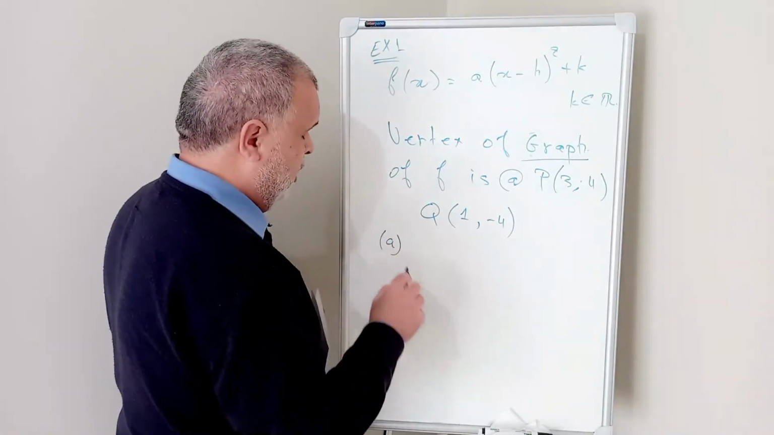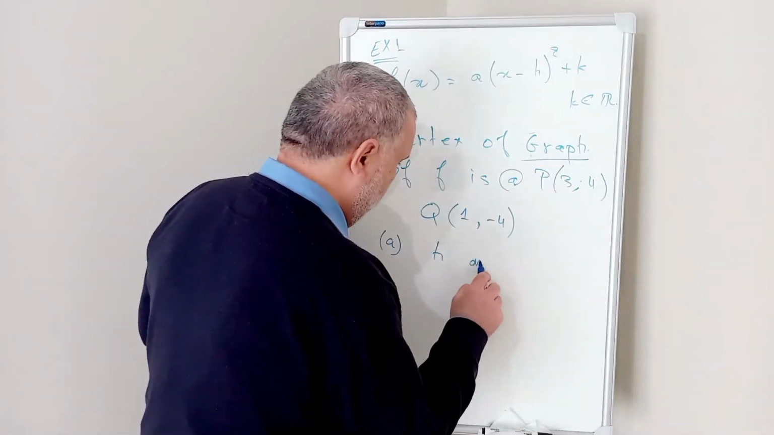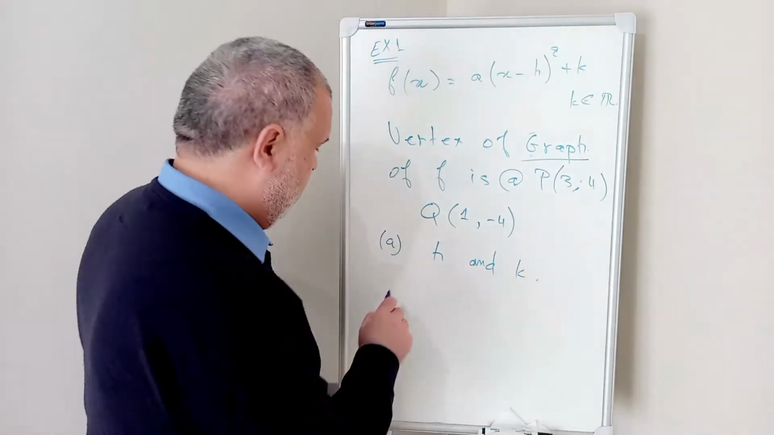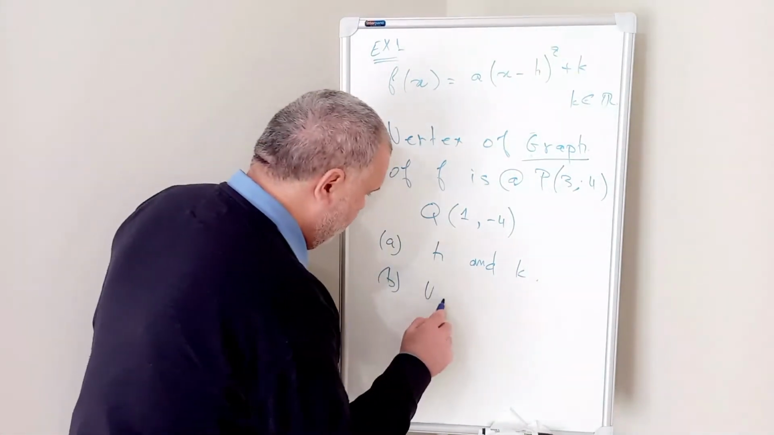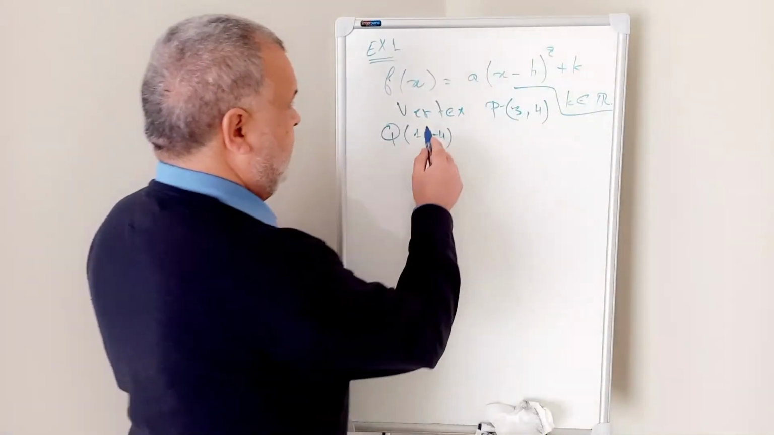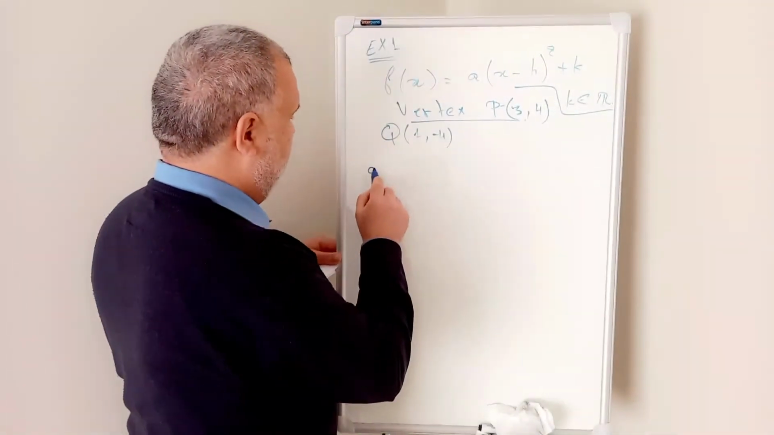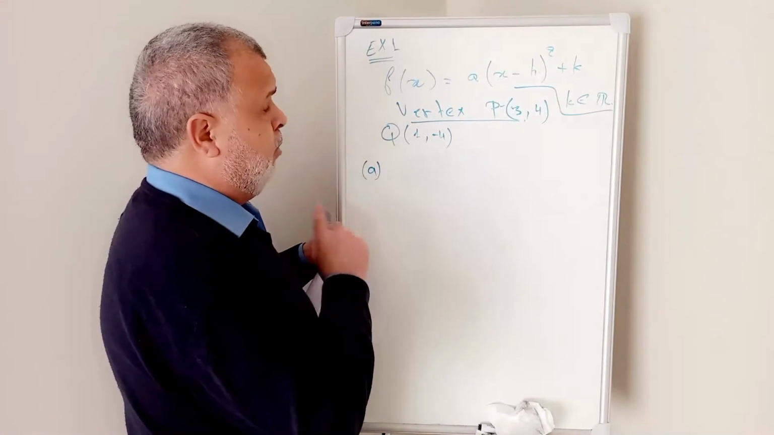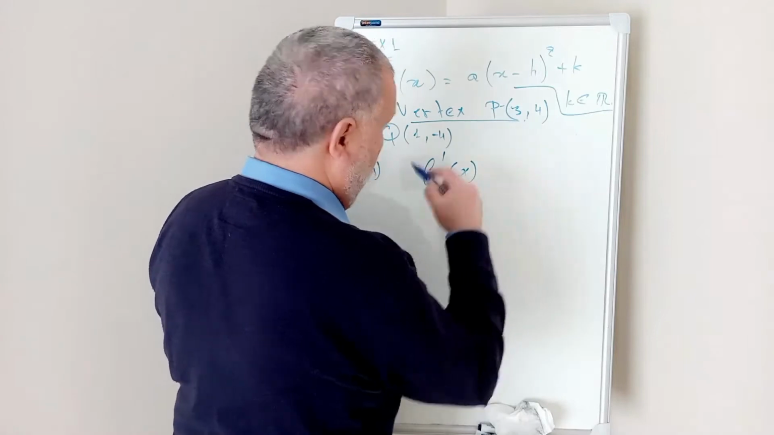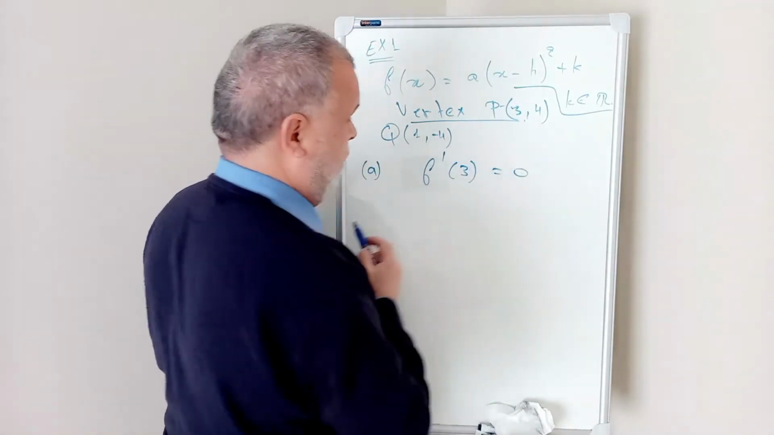Question A is to write the value of h and k, and question B is to find the value of a. We know that we have a vertex at this point. That means for question A that f dash of x, so at this point, f dash of 3 is equal to 0.